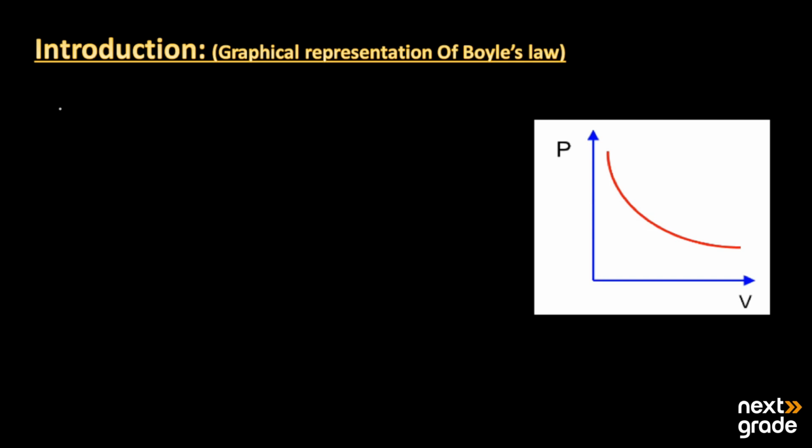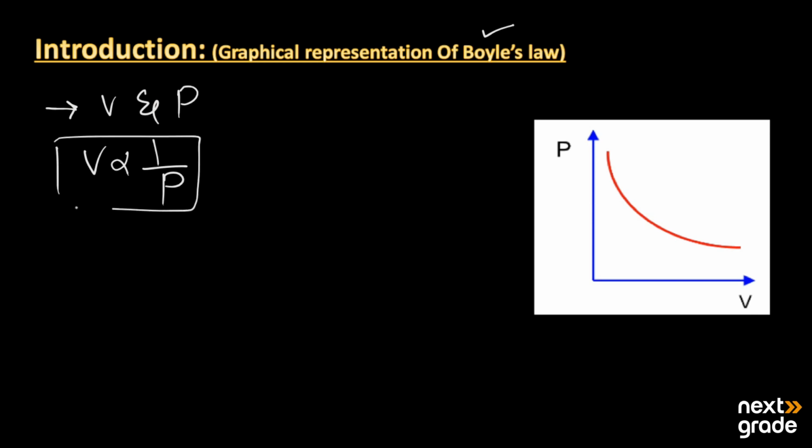Before starting the graphical representation, you must know the main relationship given by Boyle's law. He gave the relationship between volume and pressure, and he says that volume is inversely proportional to the pressure, and in mathematical form, the product of volume and pressure is a constant value. This was the simple mathematical form of Boyle's law, and it has also been proved by an experiment and by the use of simple examples.